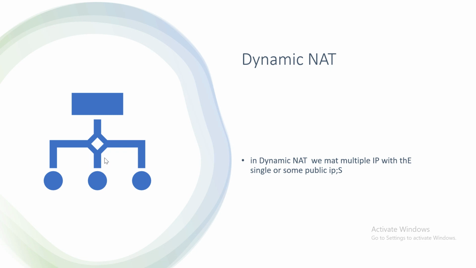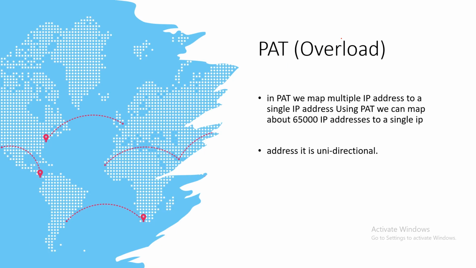Okay, so dynamic NAT generally is the same concept, where a single IP covers multiple private IPs. So dynamic NAT is not going to be used. PAT means port address translation. In PAT we map multiple IP addresses to a single IP address. We can map about 65,000 IP addresses to a single public IP. It is unidirectional and bidirectional. Do you know, guys? Unidirectional and bidirectional.